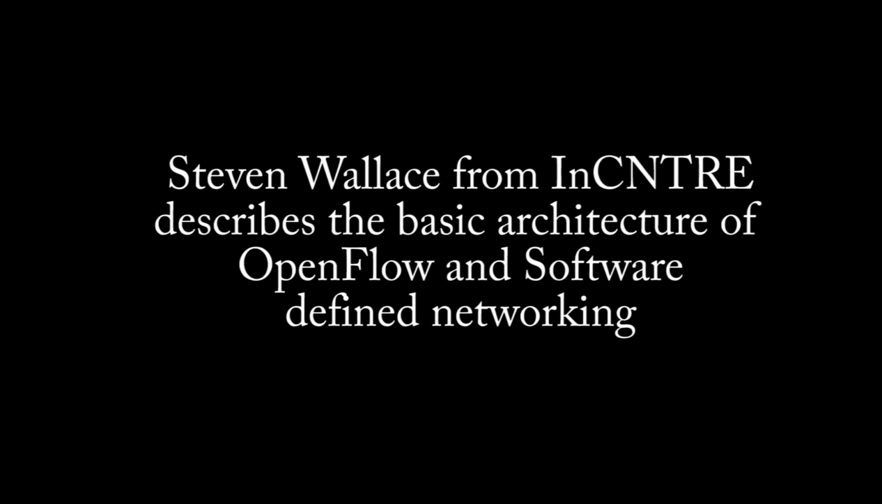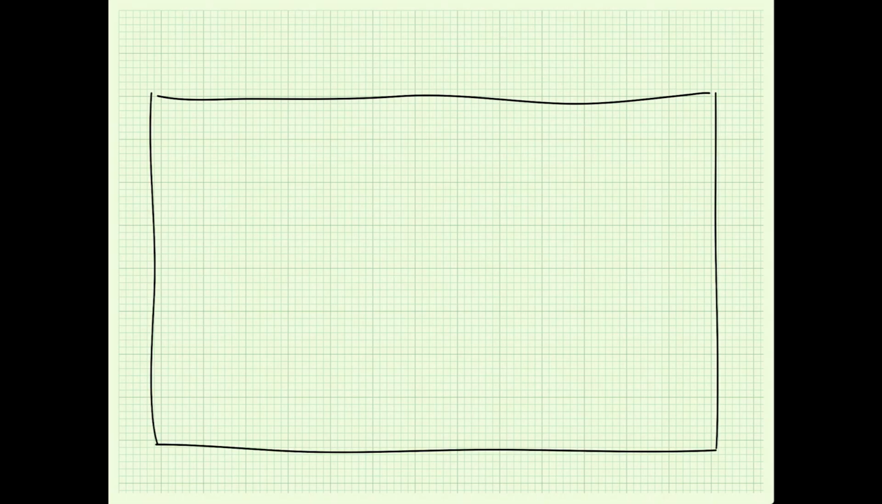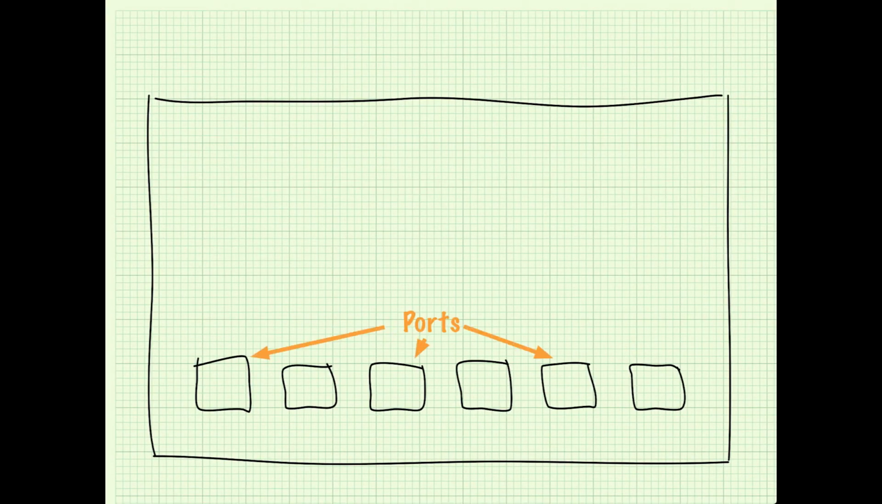So how is software-defined networking in OpenFlow different from today's model of networking? Well, let's look a bit at an Ethernet switch. So we have an Ethernet switch. It has ports, Ethernet ports. It has lights, activity lights, error lights.